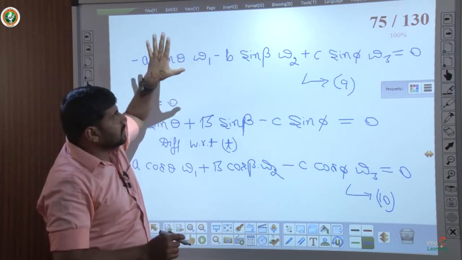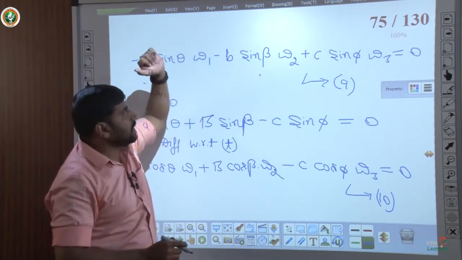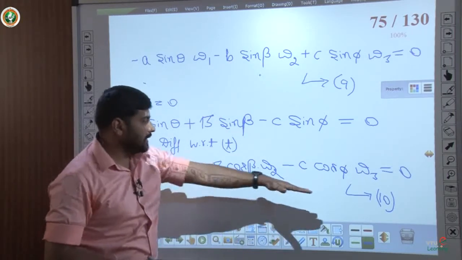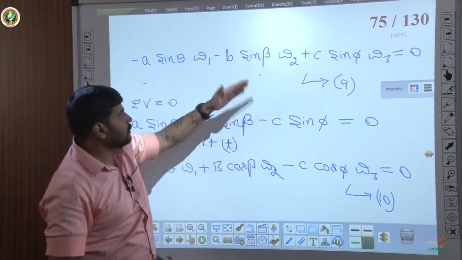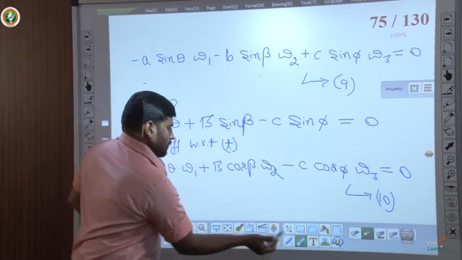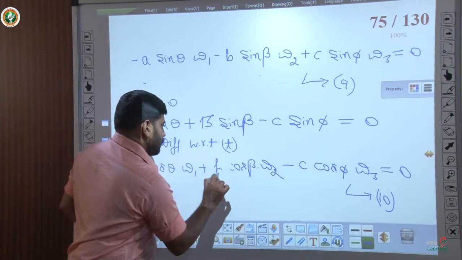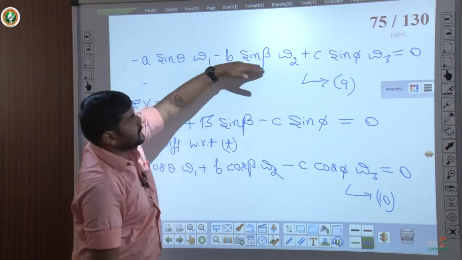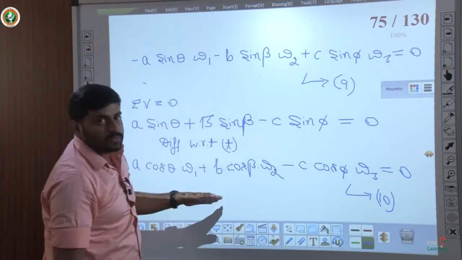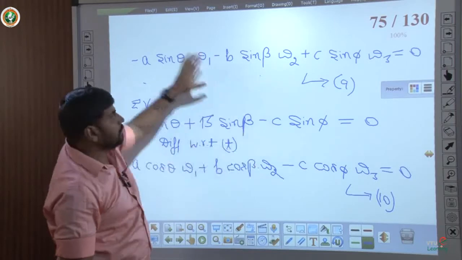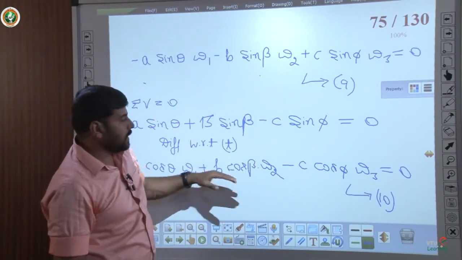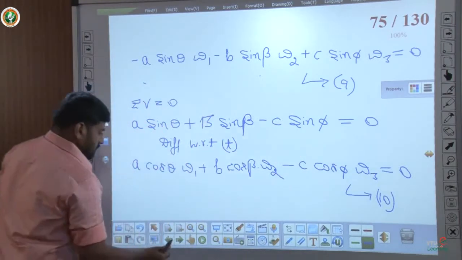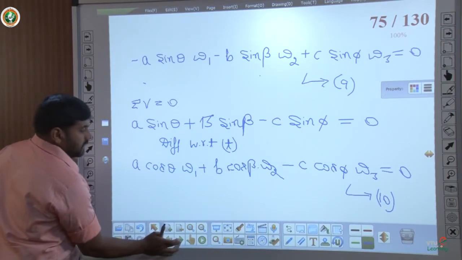What I should do is let me eliminate omega 2. Now to eliminate omega 2, equation 9 should be multiplied with cos beta and equation 10 should be multiplied with sin beta. So if I do that, what I will get? We should use small letters, be careful. I will get b cos beta sin beta omega 2 in both, so thereby I can eliminate these two. Hence, in order to eliminate omega 2, multiply equation 9 throughout by cos beta and equation 10 throughout by sin beta.